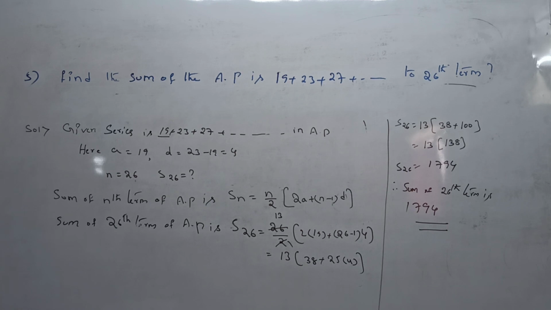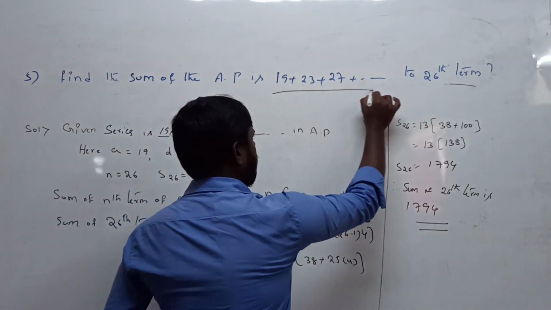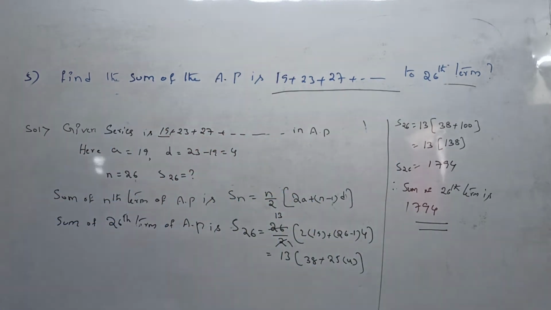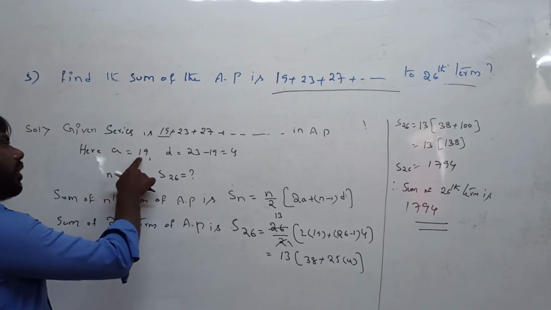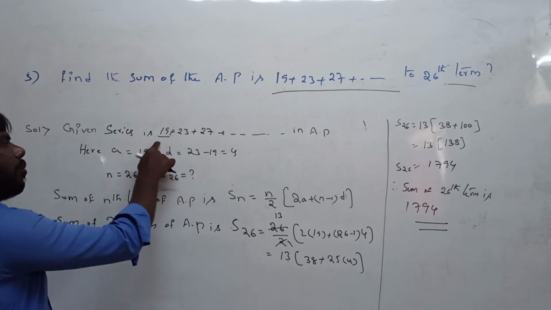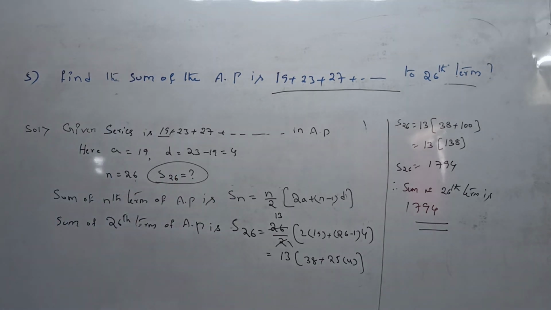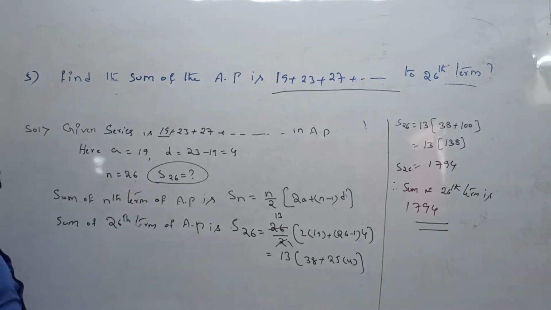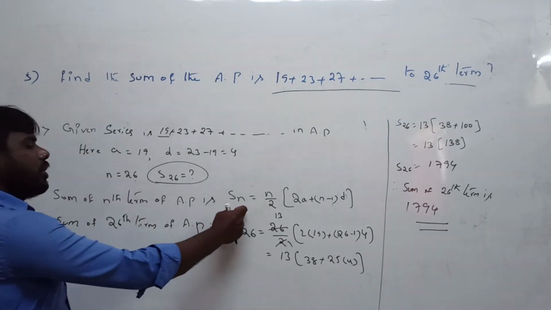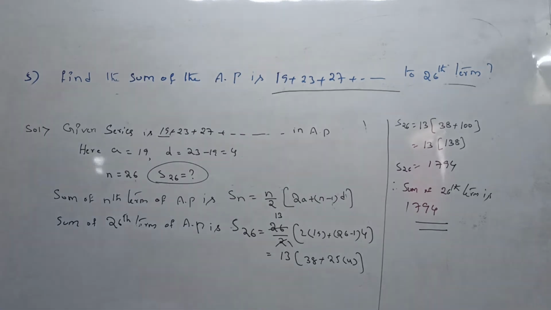How to calculate sum of nth term of the arithmetic progression? This is the process. So now what is the given sequence? The given series is 19 plus 23 plus 27 so on, in arithmetic progression. Here first term is called A, so A is equal to 19. D is called common difference. Common difference is 4. They are asking to find the sum of the 26th term. That's why we are applying sum of nth term of the arithmetic progression, Sn is equal to n by 2 into 2a plus n minus 1 into d.